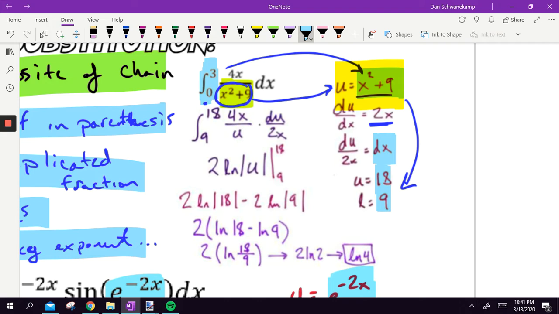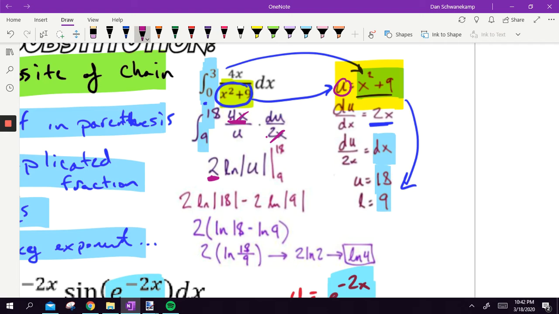Then I substituted in. I got 18 and 9. The 4x that was on top didn't change. Okay, that stayed the same. Instead of x squared plus 9, I plugged in u times du over 2x, this guy right here. The 4 and the 2 could reduce to just be 2. The x's are going to cancel like I want them to. And so then it's 2 over u, so that is 2 natural log of u. I plugged in 18 and 9.